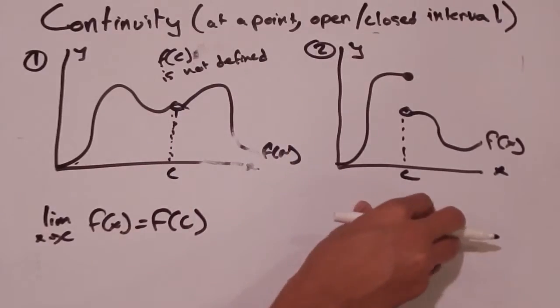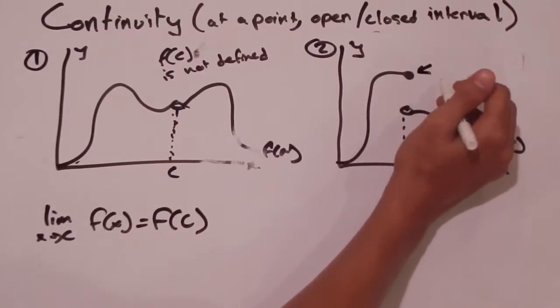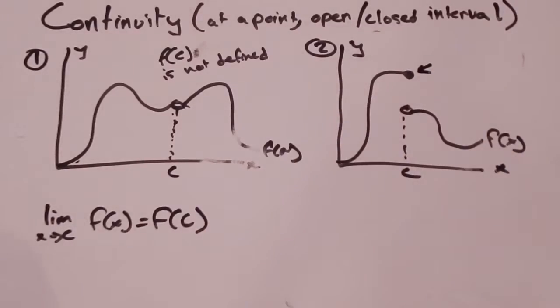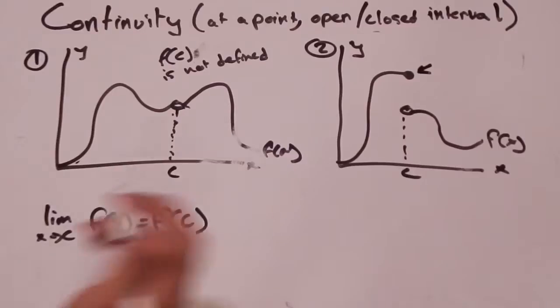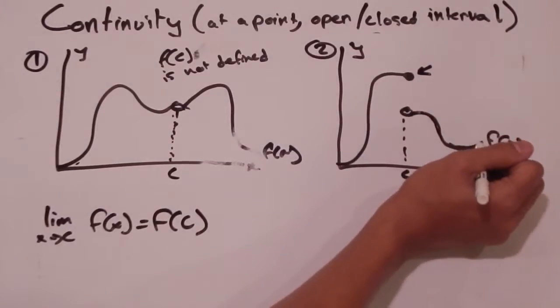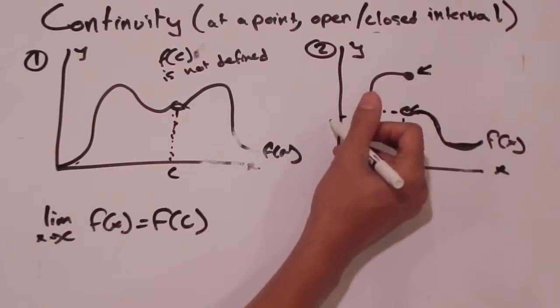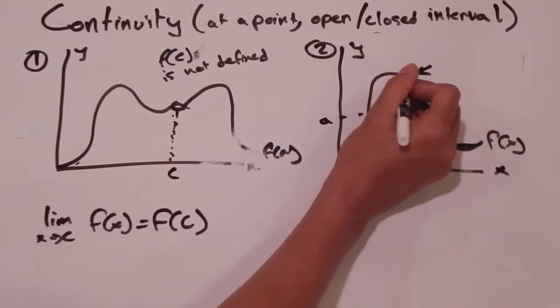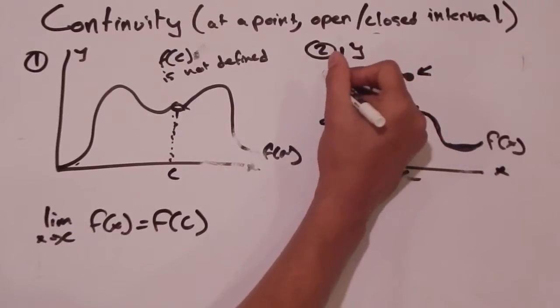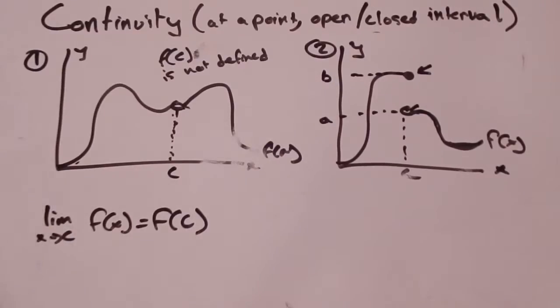What about here? Well, let's see. Is f of c defined? It is. We have this point right here. F of c is equal to that. How about the limit? Does the limit exist? Wait a minute. The limit doesn't exist, because when we come from the right, we seem to be approaching this value that we can call a, and then when we come from the left, we're approaching b. So if you remember, the two one-sided limits aren't equal, so the overall limit does not exist, so this function is not continuous because the limit doesn't exist.